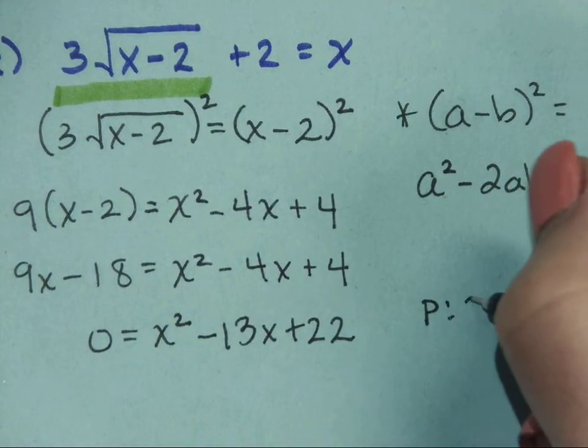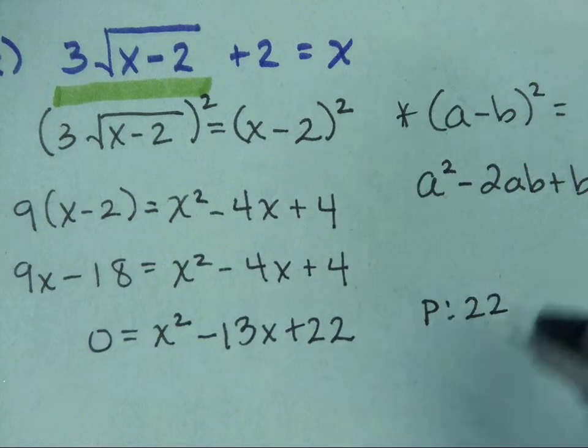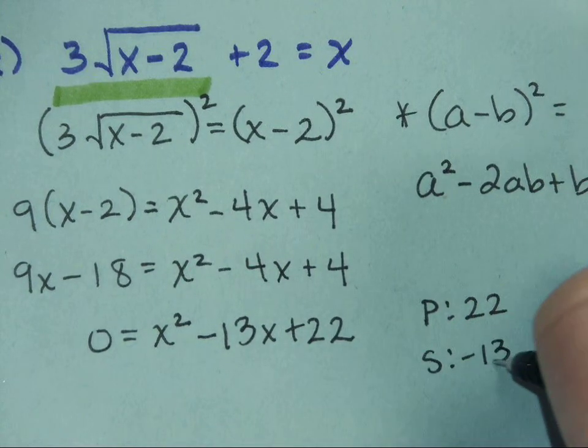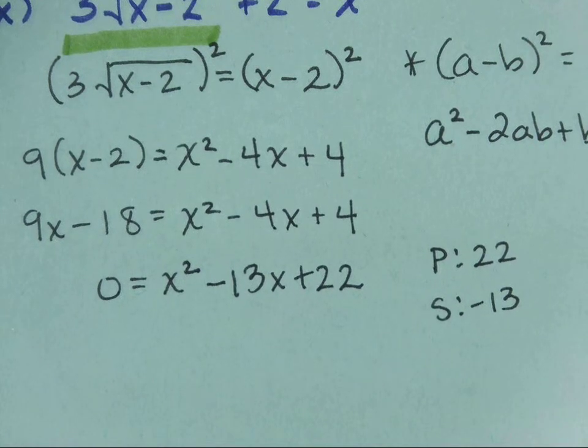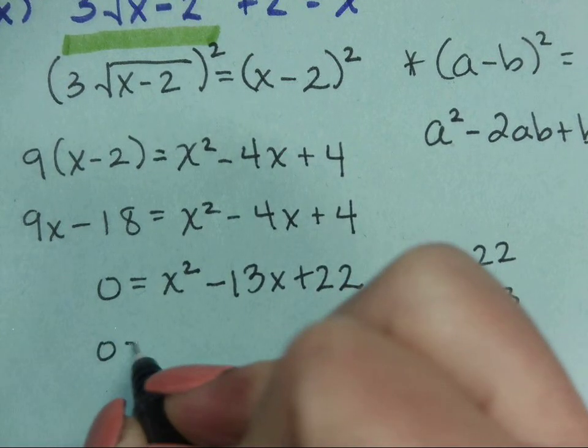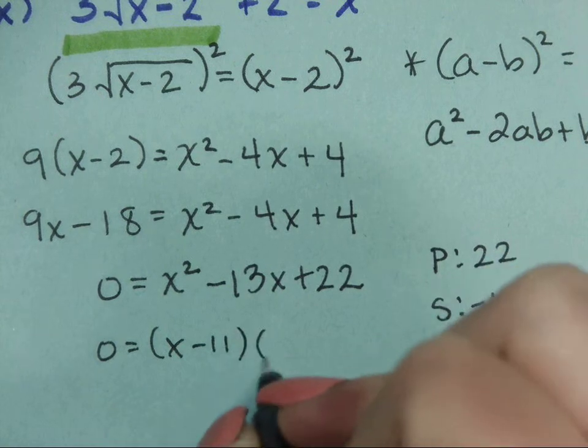All right, so now you need 2 numbers whose product is a positive 22, but add up to be negative 13. So they both have to be negative, so I'm going to use negative 11 and negative 2.